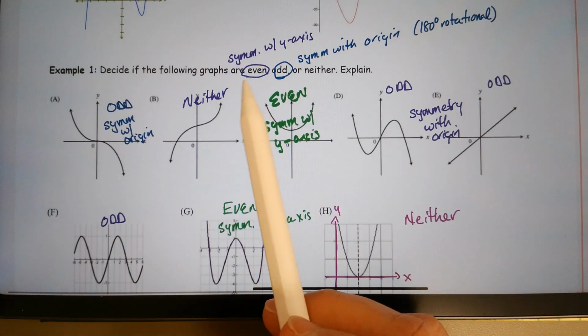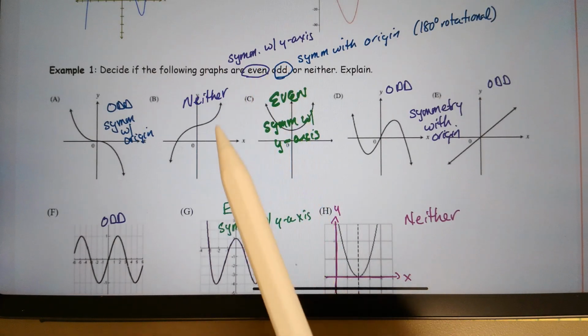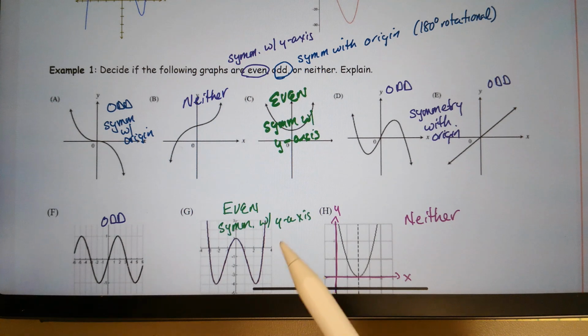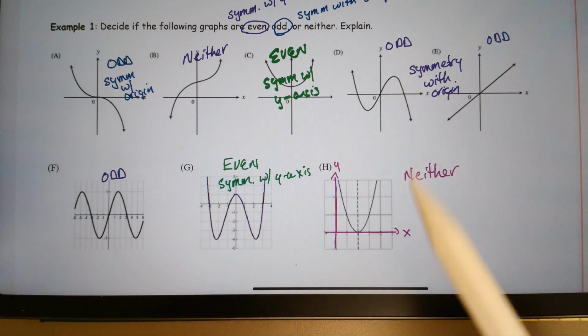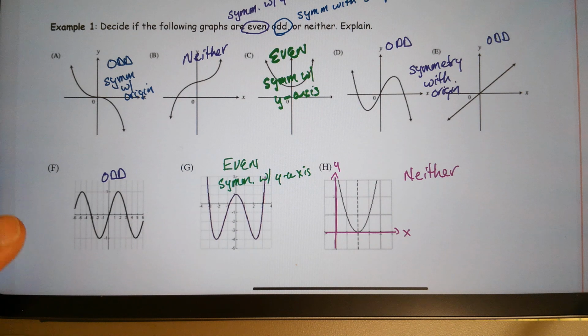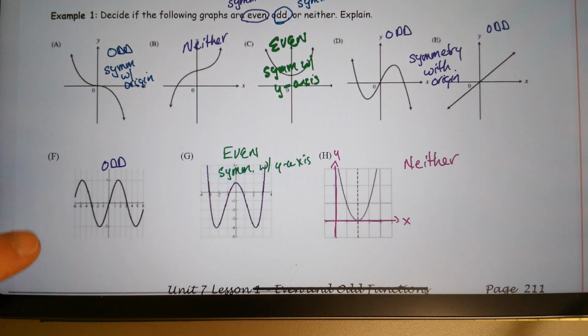So remember, an even function has symmetry with the y-axis. The y-axis acts as a line of symmetry between the two halves of the function. An odd function has symmetry with the origin, which is the same as 180-degree rotational symmetry.